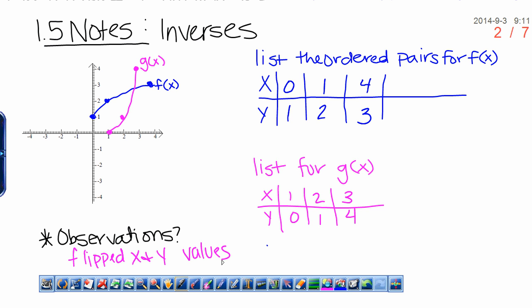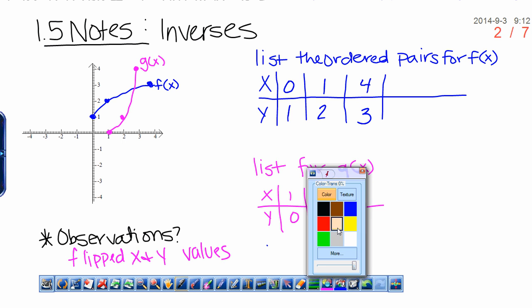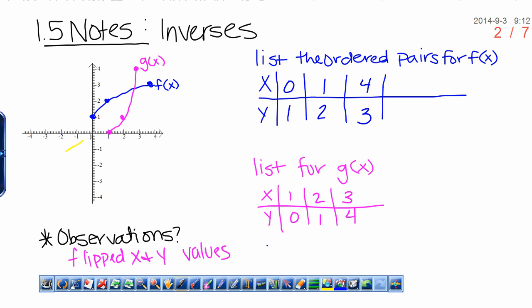What about graphically? What do you notice graphically? Okay, I think you're on the right track. Take a look. How do you think graphically I could have gotten from f of x to g of x? I reflected it. Good, I reflected it over what do you think? Yeah, x.